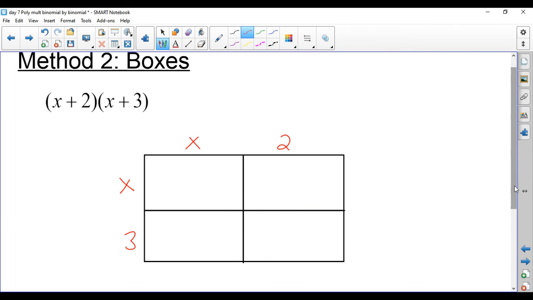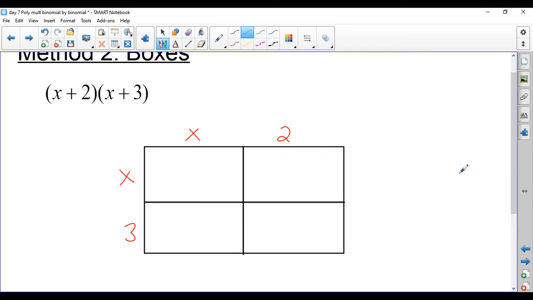For those of you who are in biology, if you've done Punnett squares, this might look a little bit like that. So we're going to find what goes in each box and then combine that to get our answer. I multiply the x times the x to get x squared.